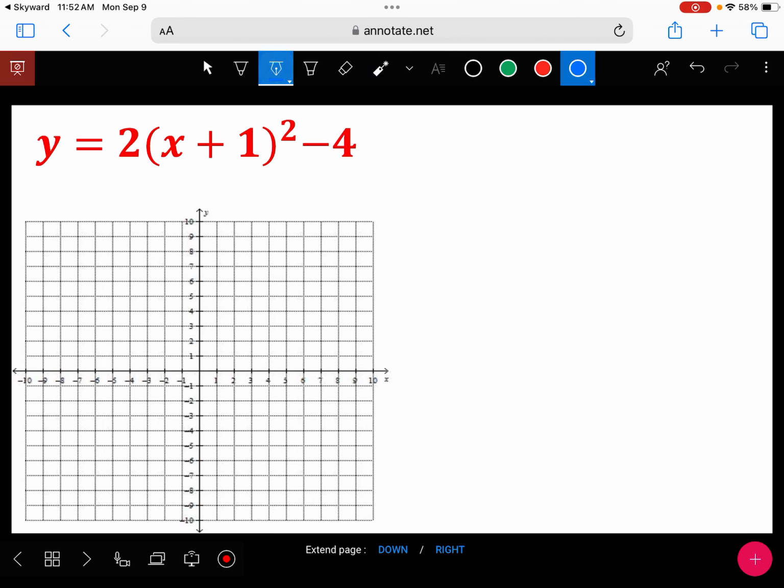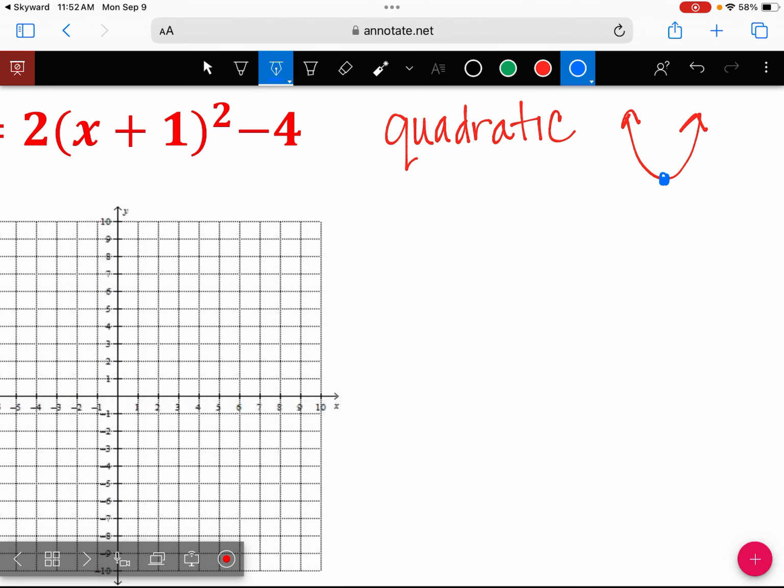So we call this a quadratic function. This is a quadratic. Does anyone know what this looks like? What shape does it look like? What letter? A U. This is what it looks like. Okay. And this point here, that's called your vertex. So to find your vertex, you need H and K. Remember, this is H. This is K, and this is A.